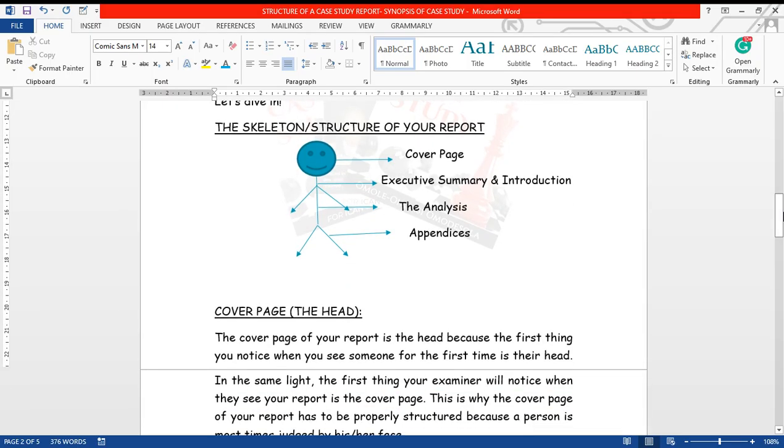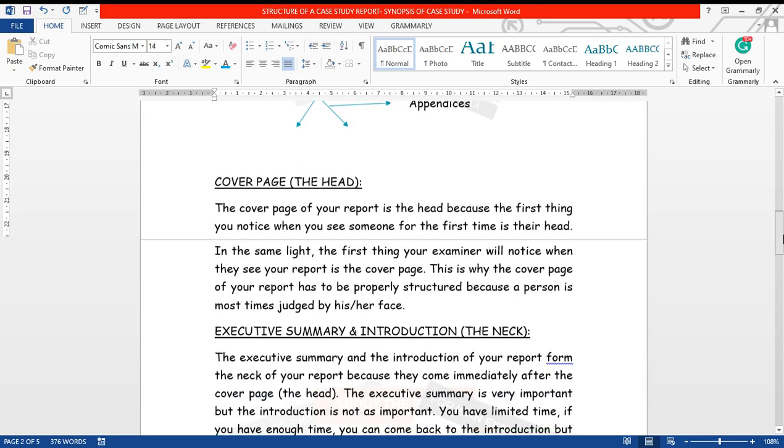Now let's look at our skeleton. This is our skeleton. The head is your cover page. The neck is your executive summary and introduction. Then the body of the report is the analysis, and then you have the appendices, which is all the appendix that you have for that report. Now let's look at it one by one.